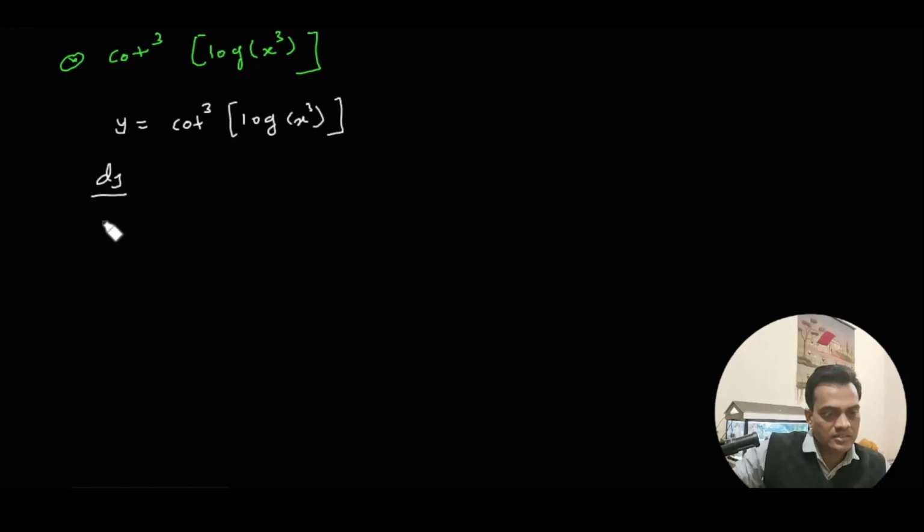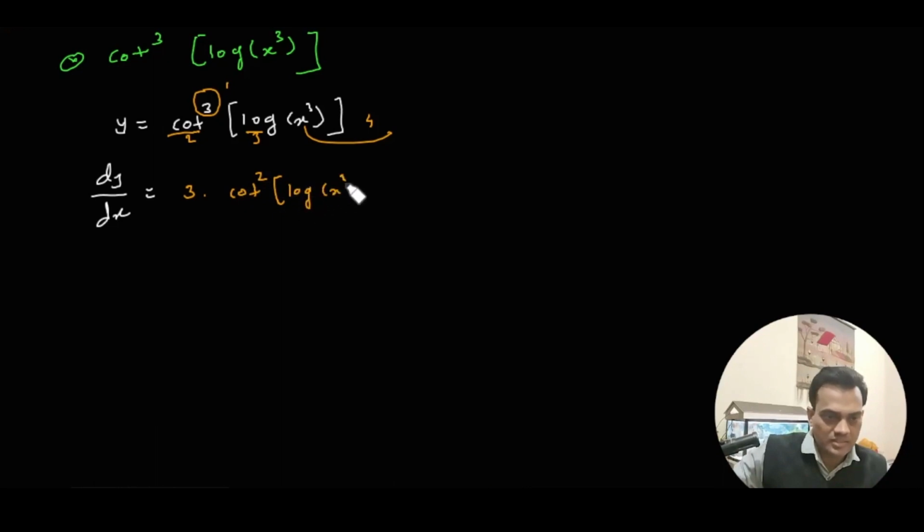then dy by dx, derivative of y with respect to x. It is a cot cube of log of x cube. So we first have to know the derivative of this particular cot. Basically before the cot there is a cube function. So there are 4 functions available. First one is the cube function, then the cot function is second, then the log, and then x cube. So it is the first function, the second, the third, and the fourth.